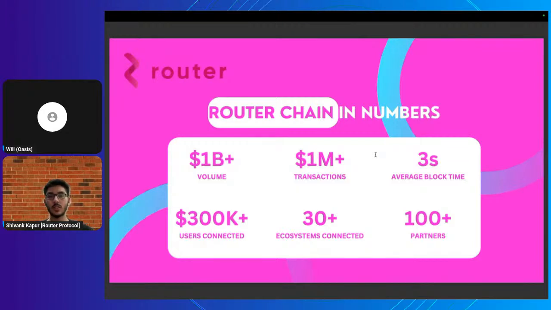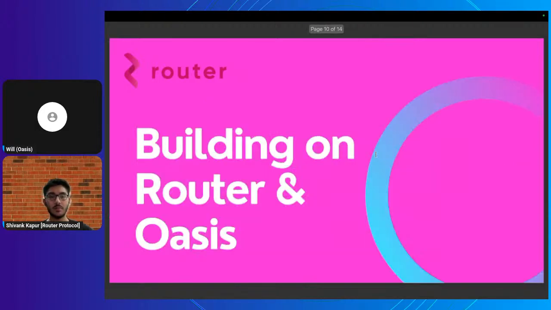So talking about some of the statistics of Router Chain, we have more than 1 billion of volume. We have more than $1 million worth of transactions, and the average block time for Router Chain is 3 seconds. More than 300 users have been connected on the platform, and we have more than 30 ecosystems as well as 100 plus partners.